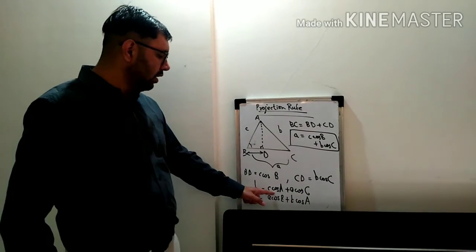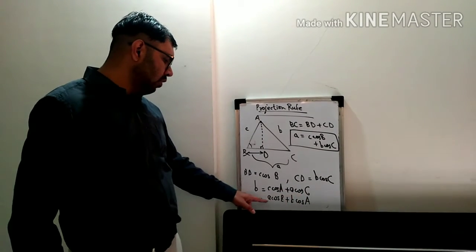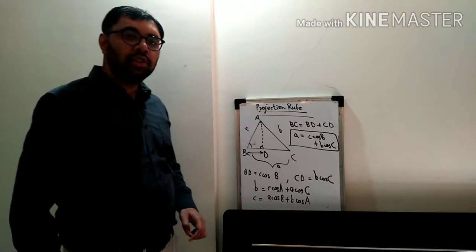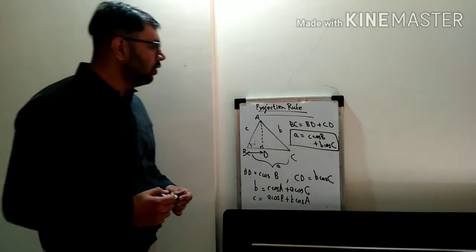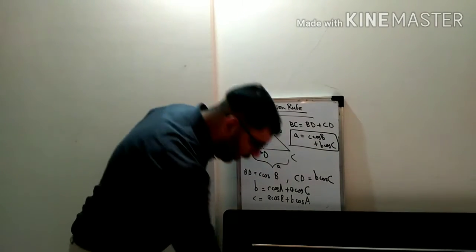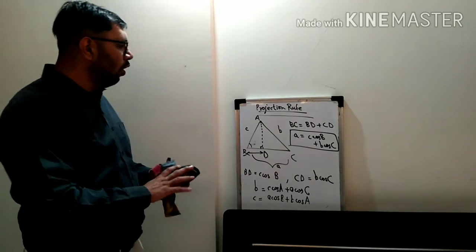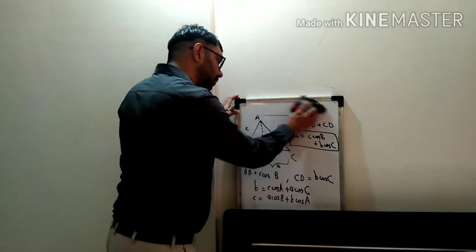Okay, b I wrote as c cos A plus a cos C, and c I wrote as a cos B plus b cos A. This formula is known as the projection rule of the triangle.